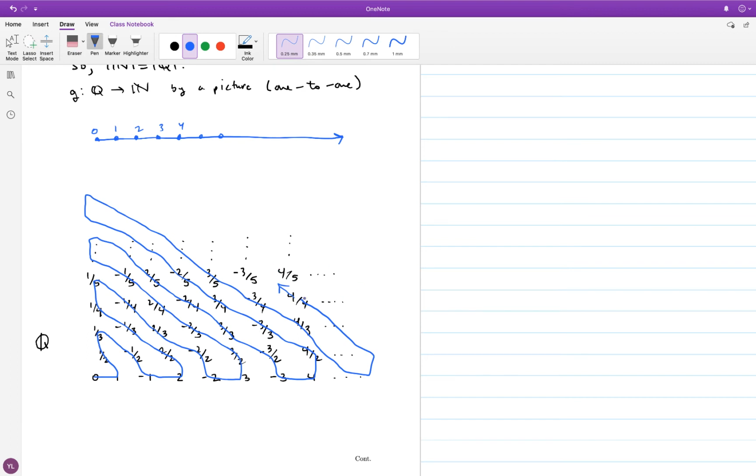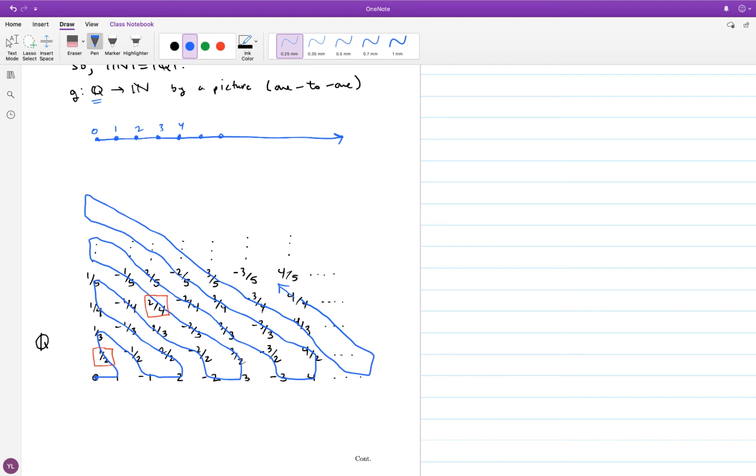Okay, well now what about the injection? How am I going to define the injection from Q into N? Because I don't know if you noticed in the picture, but some of the rational numbers are repeated. Like right here, I have the number 1/2. And right here, I also have the number 1/2. So as far as defining the function G, this is what I would do. I'd follow my line, and I would look at the rational number that I'm at any given time, and I'd say, okay, have I defined the function value for that number yet or not?